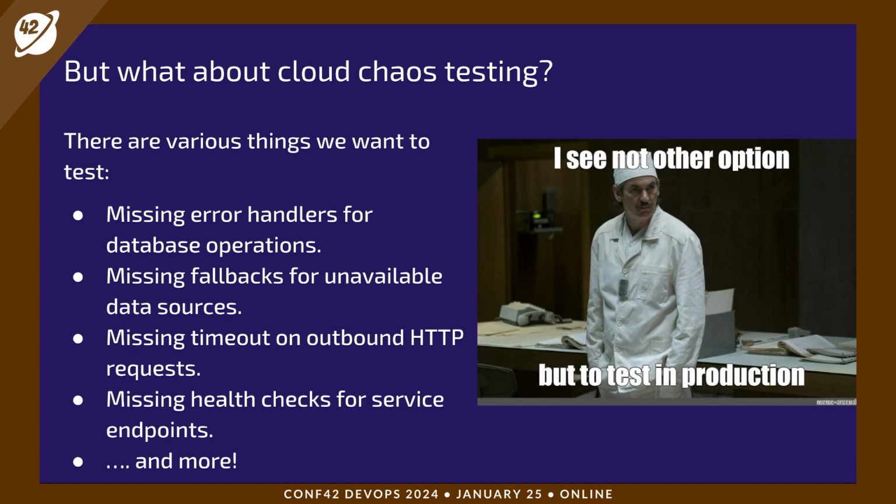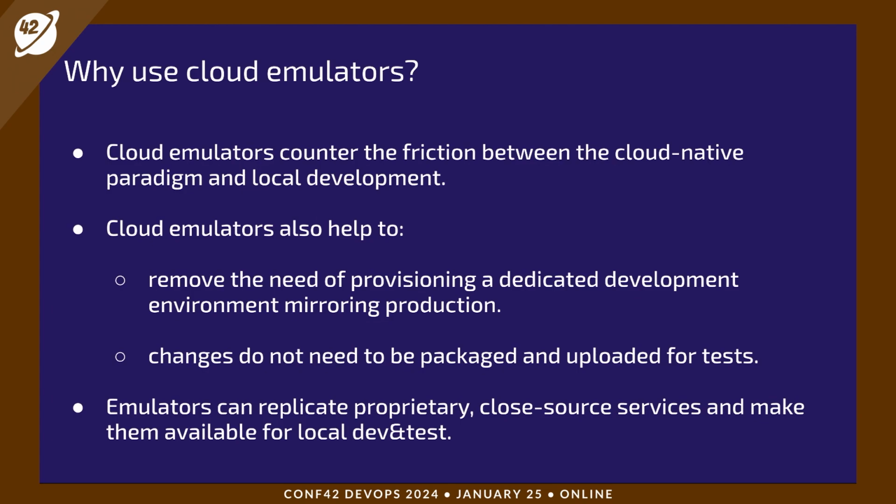So, how do you shift left your chaos testing early in the development process, as close to the developer machine as possible? A few years back, this would have been implausible to think of, but now we have a solution. And the answer is cloud emulators. Cloud emulators are powerful developer tools because they can counter the friction between the cloud-native paradigm and the local development paradigm.